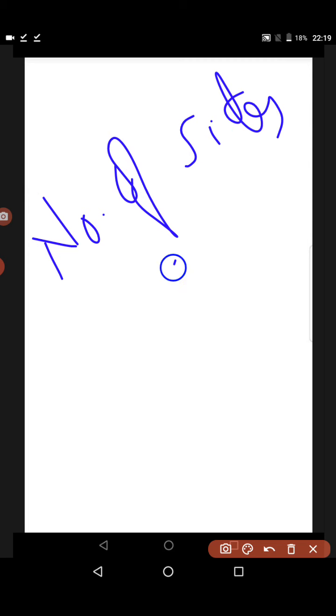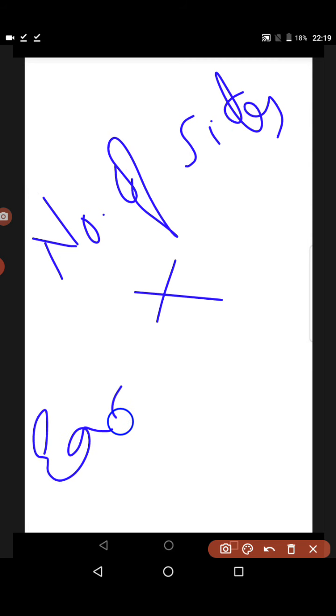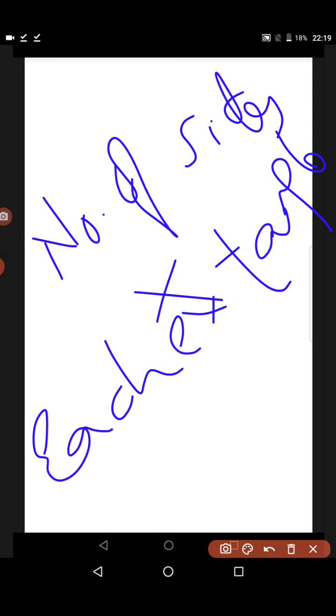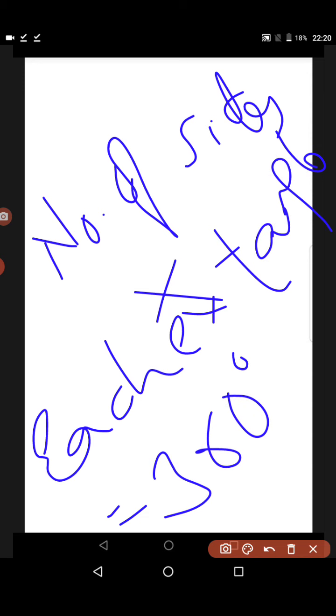Okay. Now, number of sides into each exterior angle is going to be 360 degrees. You should remember this formula. Number of sides into each exterior angle is going to be 360 degrees. This is a very important formula, will be used for our exercise problems, and it is very important to know that formula. We will get it in our exams also. We should be knowing that.